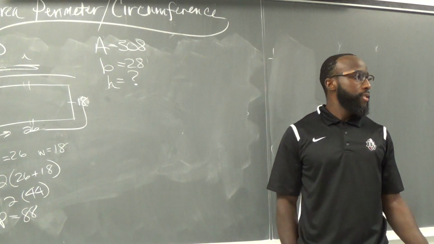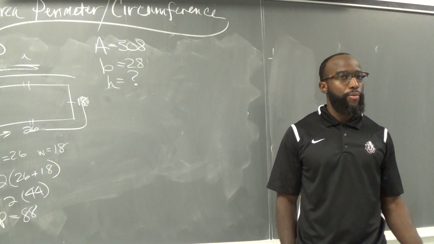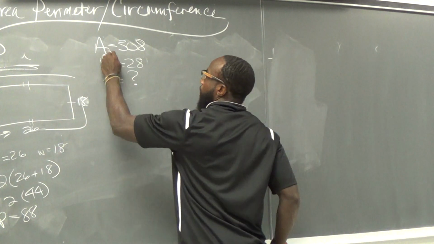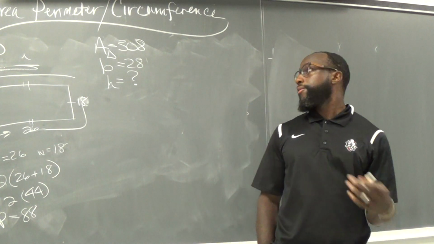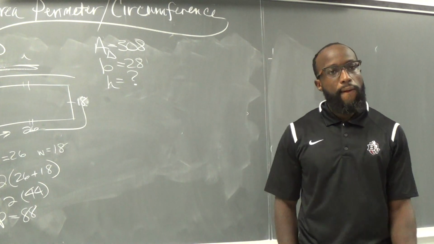All right, so this is a more challenging thing. Again, it's the area of a triangle, so we're dealing with a triangle. The area is 308. The base is 28. We want to find the height.